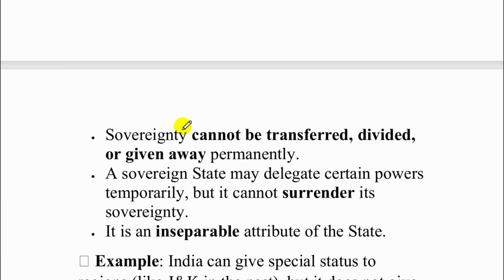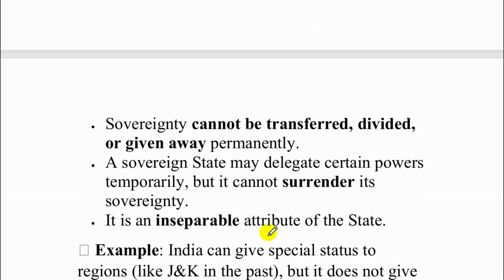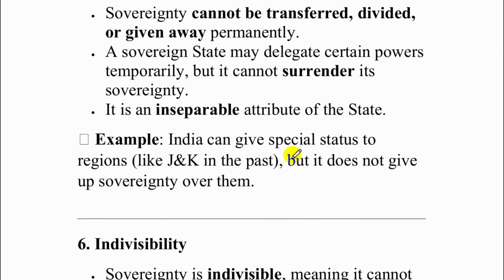Inalienability. Sovereignty cannot be transferred, divided, or given away permanently. A sovereign state may delegate certain powers temporarily, but it cannot surrender its sovereignty. It is an inseparable attribute of the state. India gave special status to regions like J&K in the past, but it did not give up sovereignty over them.